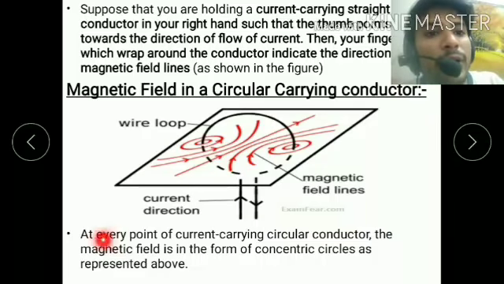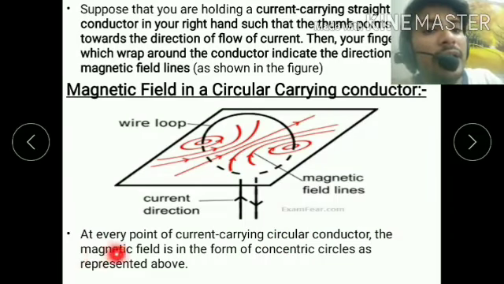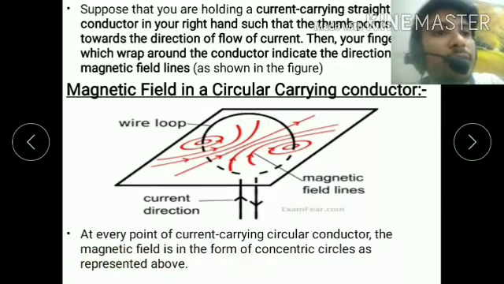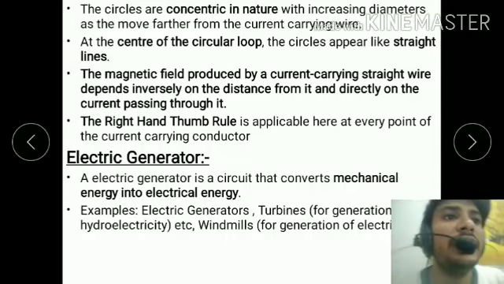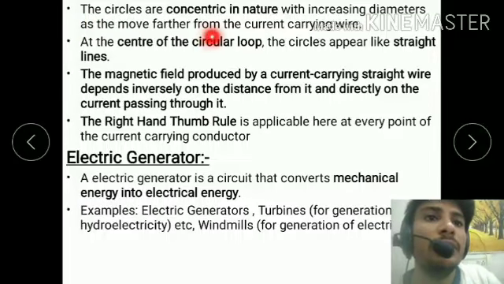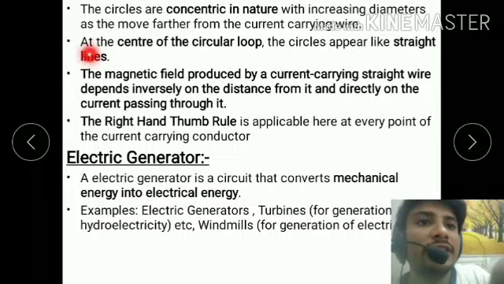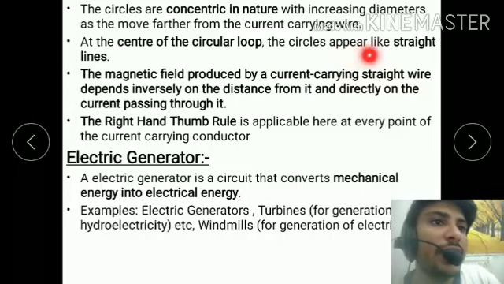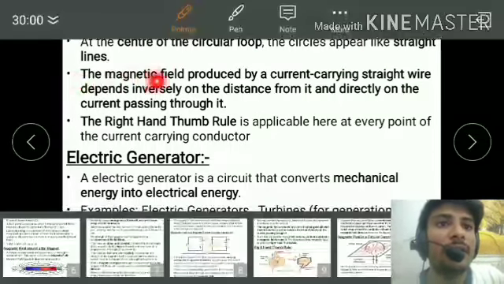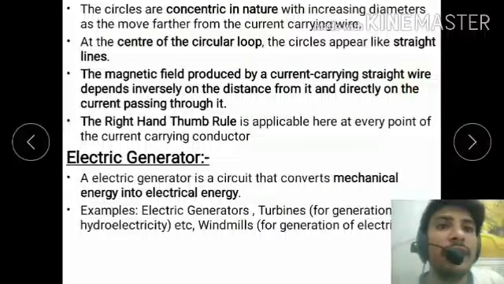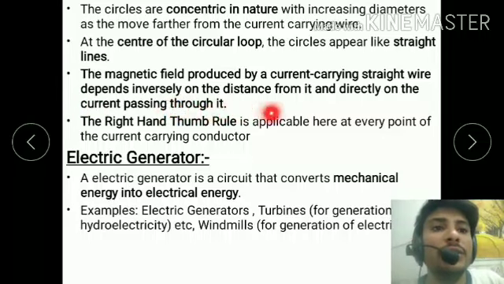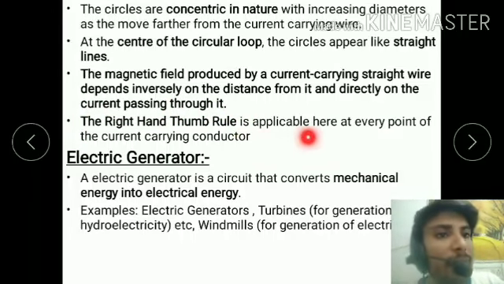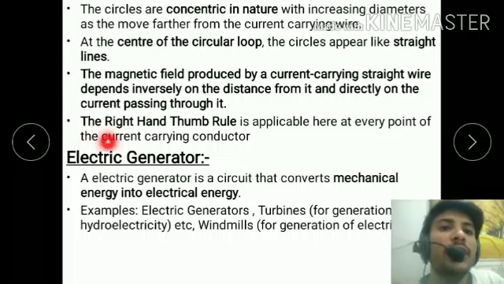At every point of the current carrying circular conductor, the magnetic field is in the form of concentric circles as represented above. The circles are concentric in nature, with increasing diameter as they move farther from the current carrying wire. At the center of the circular loop, the circles appear like straight lines. The magnetic field produced by a current carrying straight wire depends inversely on the distance from it and directly on the current passing through it. The right hand thumb rule is applicable here at every point of the current carrying conductor.